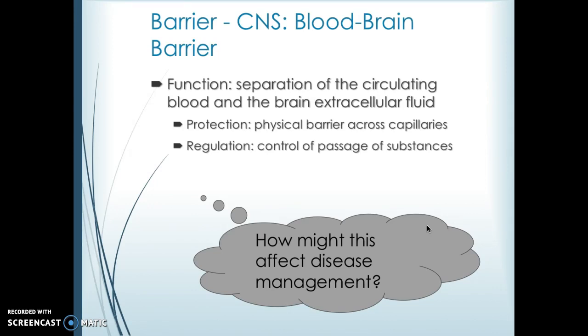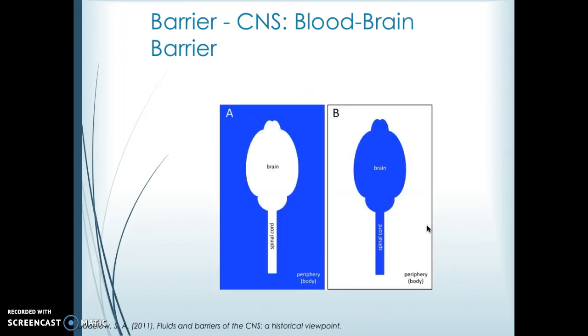Now, if there's illness within the central nervous system, such as meningitis, that can cause inflammation, this can be almost advantageous for us in terms of treatment, because if we need to get antibiotics into the central nervous system with the case of meningitis, that inflammation will actually allow easier passage of drugs into that space.